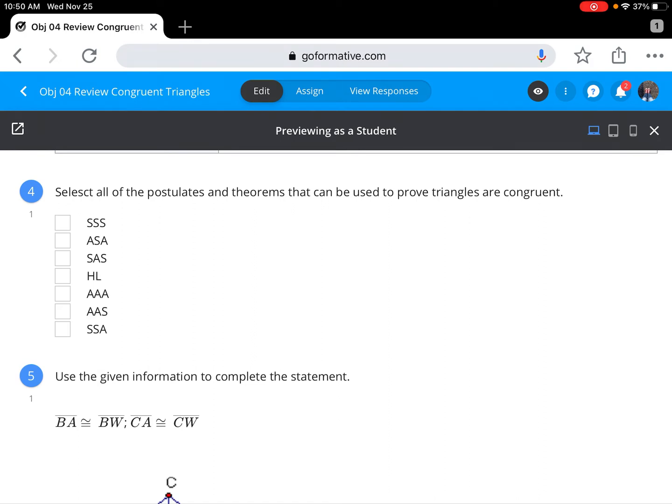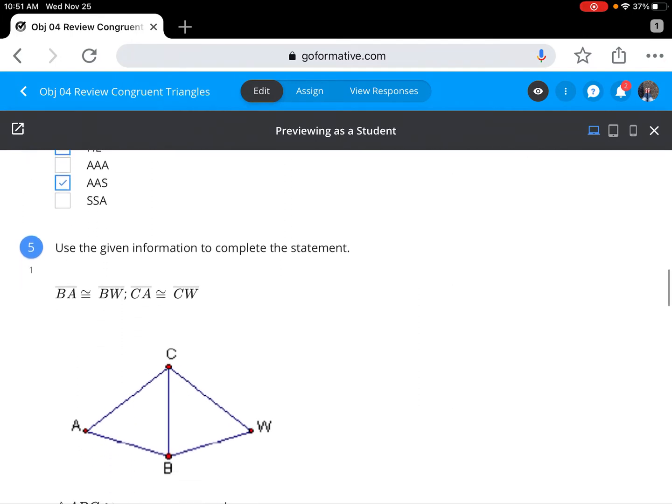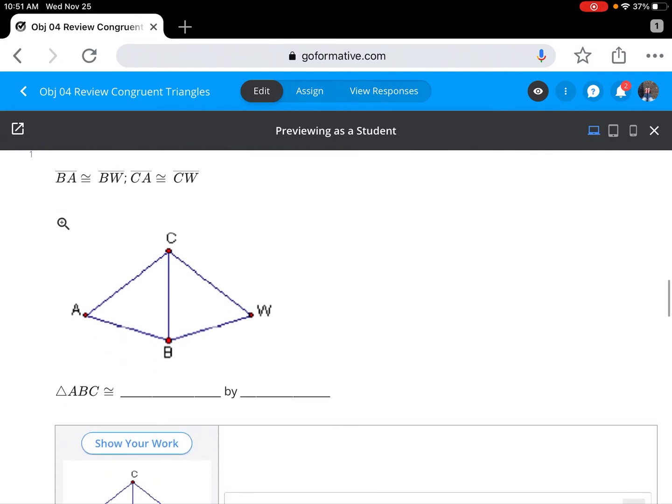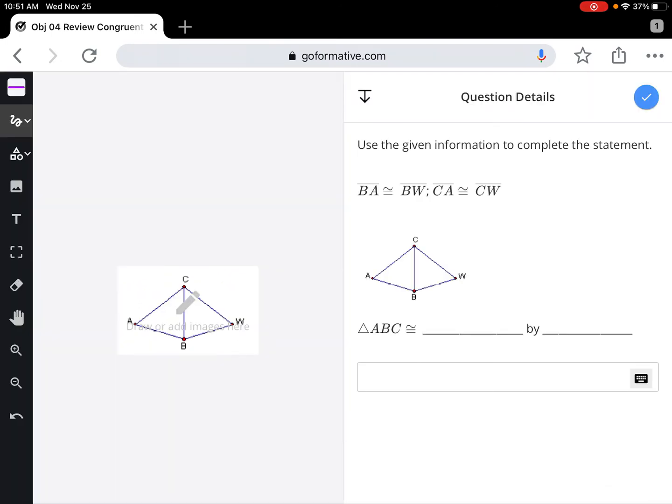Select all the postulates and theorems that can be used to prove triangles are congruent. Side, side, side, angle, side, angle, side, and hypotenuse leg. The other are and angle, angle, side. Angle, angle, angle, and side, side, angle are not ways to prove congruence. Use the given information to complete the statement.